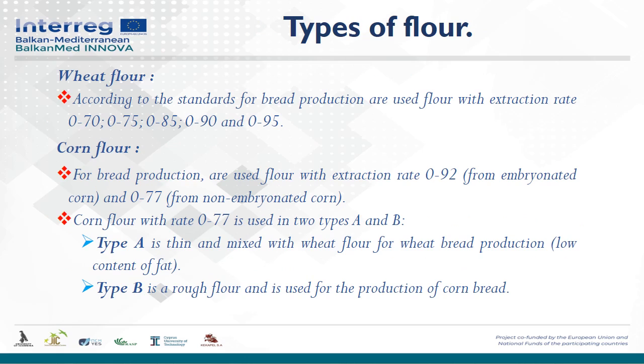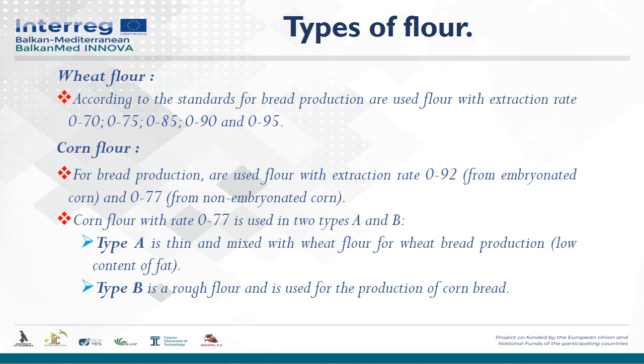Types of flour. Flours are named according to the type of the grain from which they are produced. So in this situation we have different types of flour like wheat flour, corn flour, rye, barley, oats flour, etc. The flours produced from the same cereal are distinguished from each other by their extraction rate.